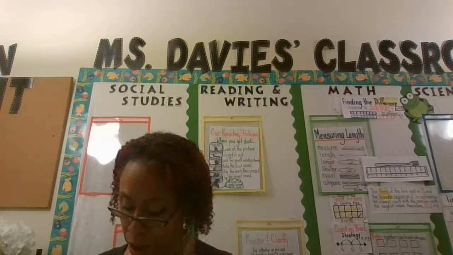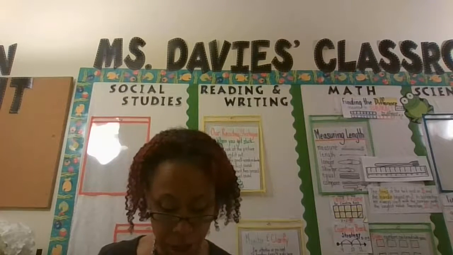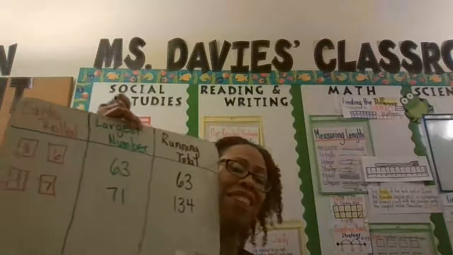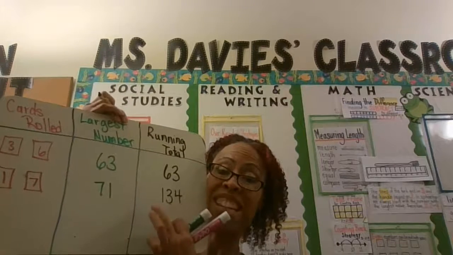So it looks as though it is 134. Check my math, make sure that's correct. All right, 134. So now our running total is 134, but let's say it the correct way. Remember to take the "and" out.